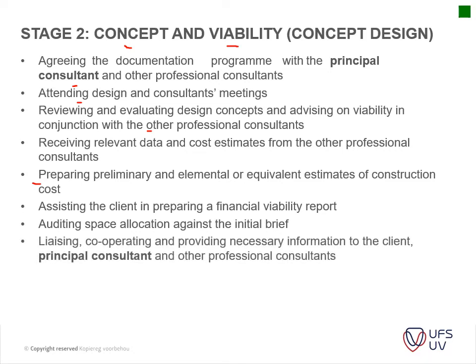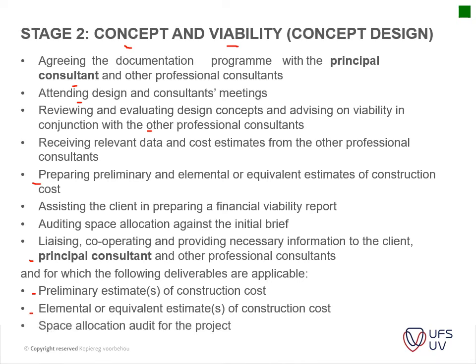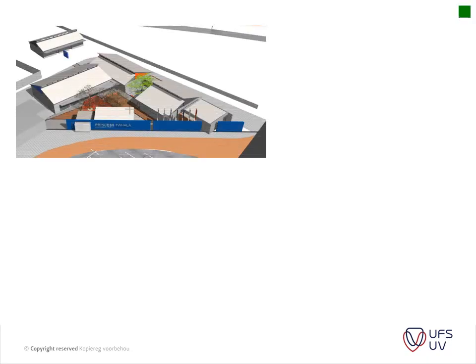Liaison with and cooperation with, and providing necessary information to, the client, principal consultant and or professional consultant, for which the following deliverables are available. So these are the deliverables of stage 2: a preliminary estimate, an elemental equivalent estimate depending on the availability of information, and space allocation audits. That is what the outcome of stage 2 is. So looking at stage 3, oh, this is stage 2. This is just the example.